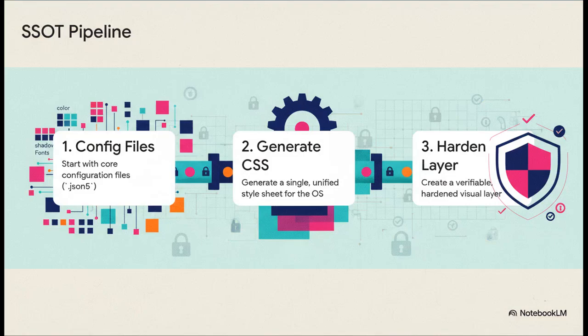And this single source of truth is an incredibly strict, locked-down pipeline. It all starts with these core configuration files that define every single color, shadow, and font. These are then used to forge one single unified style sheet for the entire OS, and the result is that verifiable, hardened visual layer. There are absolutely no rogue styles or one-off exceptions allowed. Everything has to flow from that original, secure source.